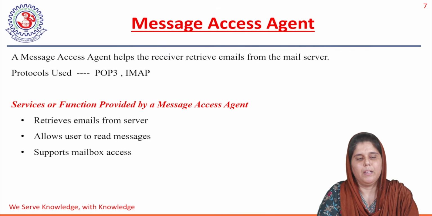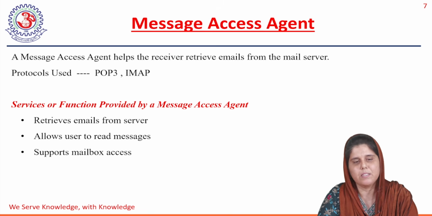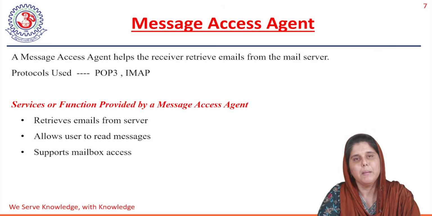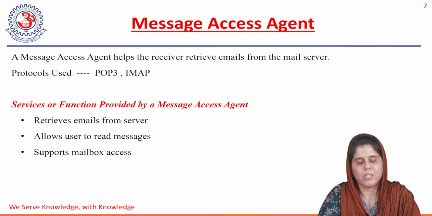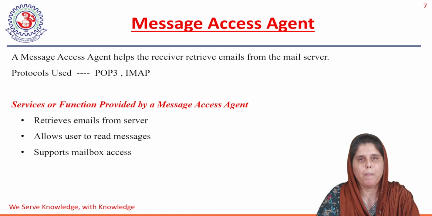The next subsystem in our email architecture is the message access agent. The message access agent helps the receiver retrieve mails from the mail server. For the message access agent, we use two types of protocols: one is POP and the next one is IMAP. Previously we saw the message transfer agent, which is used only for sending mails, and there the protocol is SMTP. Next is the message access agent. The name itself, access, means retrieving the mails. For retrieving the mails, we use POP and IMAP.